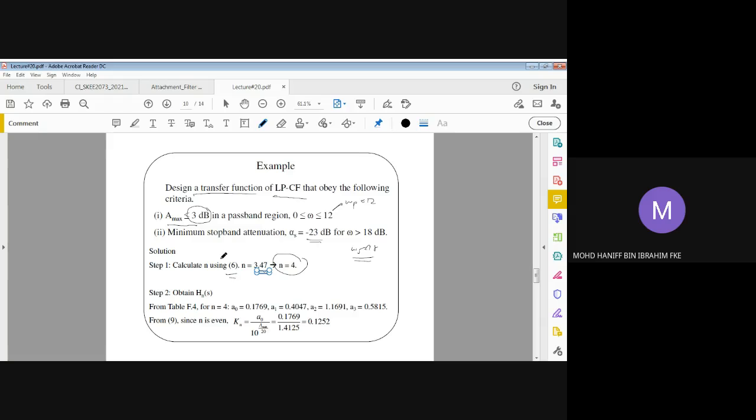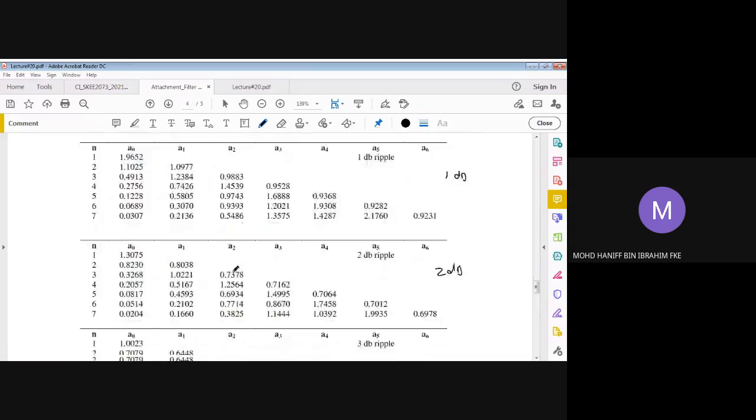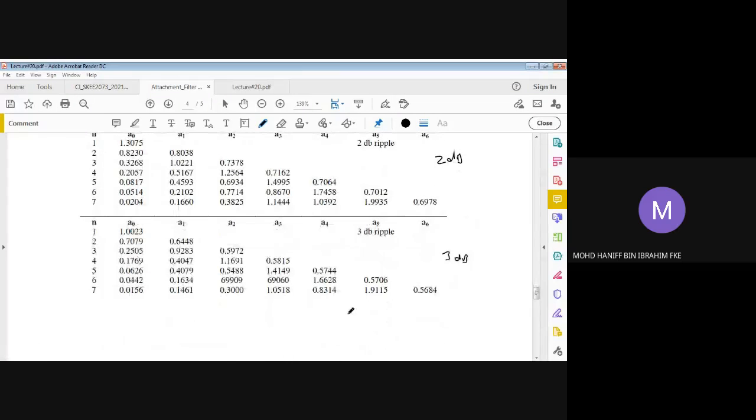Okay, and then you need to use table F4 to find the H_N(s). So we know that n equals 4 for the case of 3 dB. Let's have a look. This F4, 3 dB, is for this column, and you have to choose n equals 4. So you're going to have these 4 coefficients of the Chebyshev polynomial, starting from A3, A2, A1, and A0.